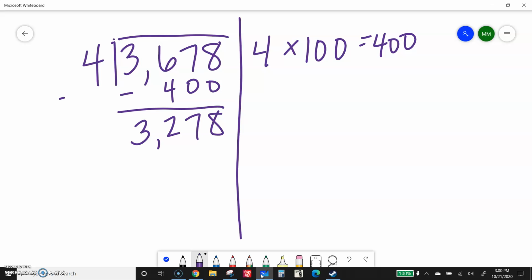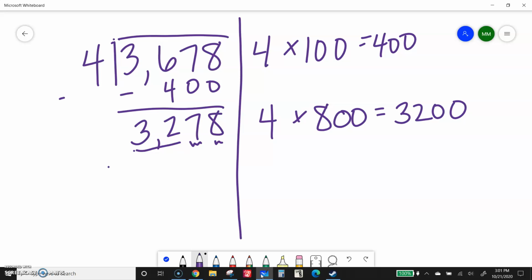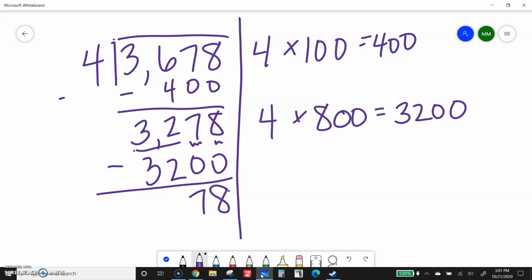Notice I still have a pretty large number, so if I keep doing that, it could take me a little while. So instead I want to say, okay, I have 32 here. I know that 32 is a multiple of 4. I know that 4 times 8 is 32. And then notice I have 2 spots, so it's going to be 4 times 800, which is 3,200. So then I can subtract that. If you're not sure, you can just keep taking off groups of 100 until you get it a little bit smaller. This will sort of speed up the process, make it a little more efficient.